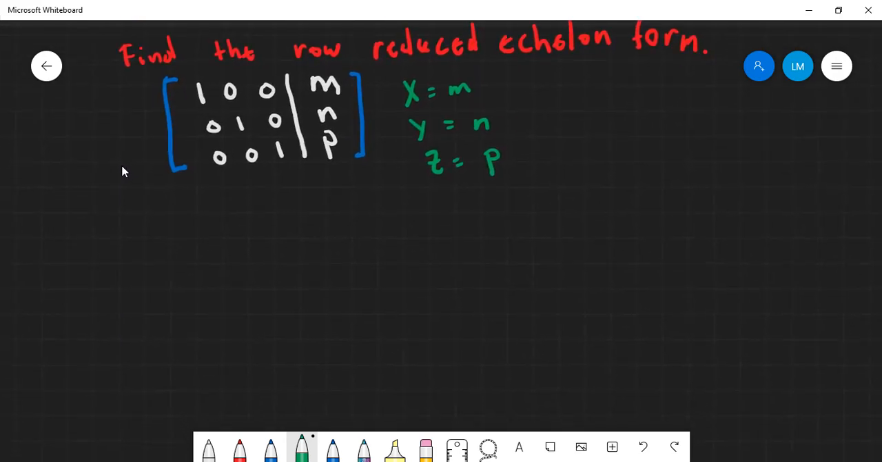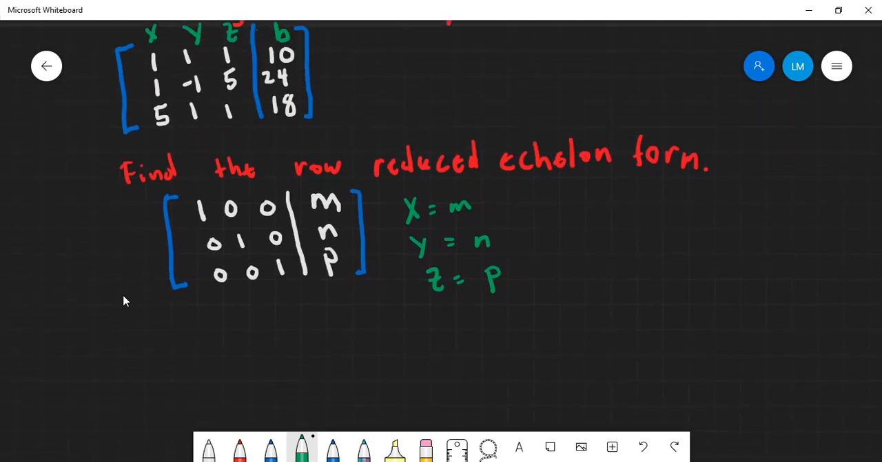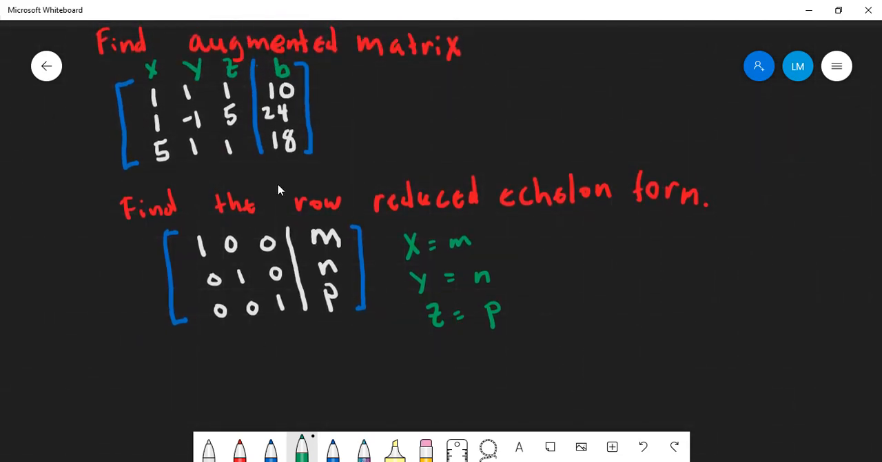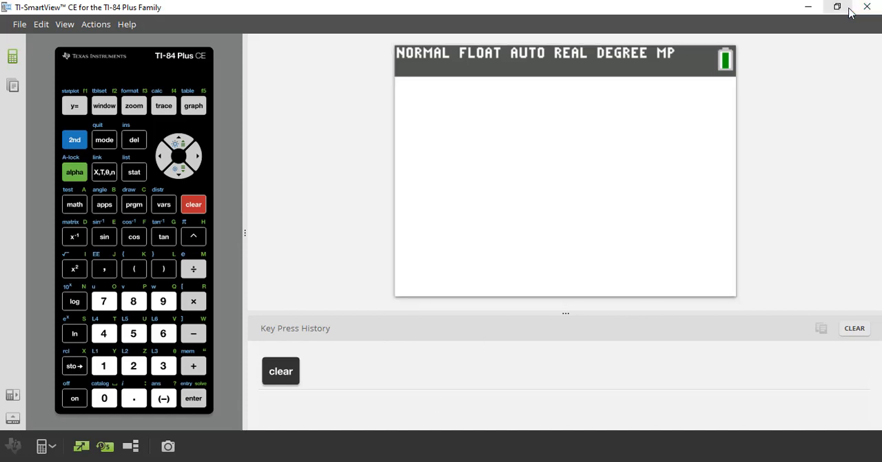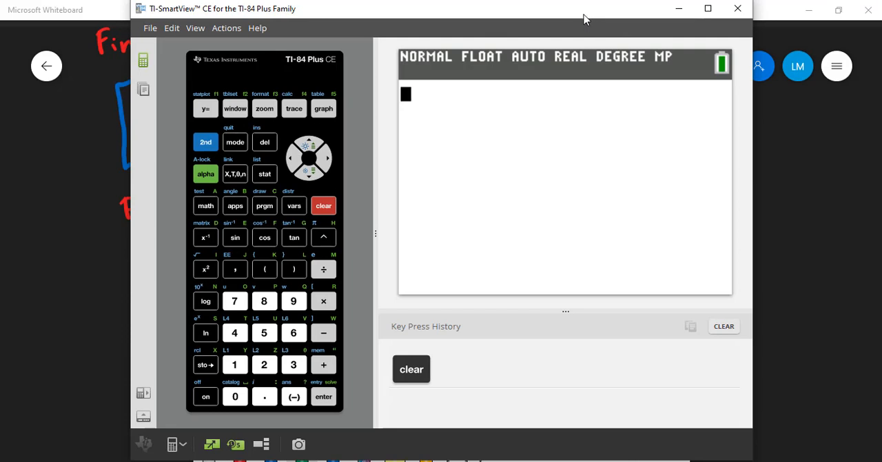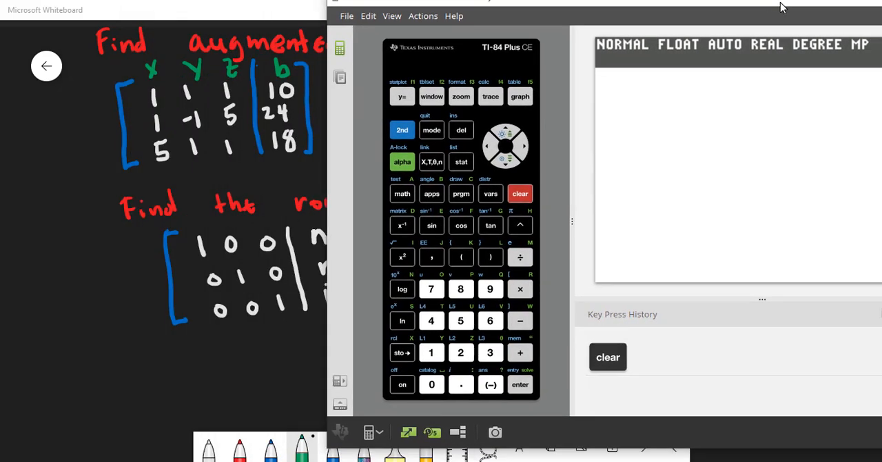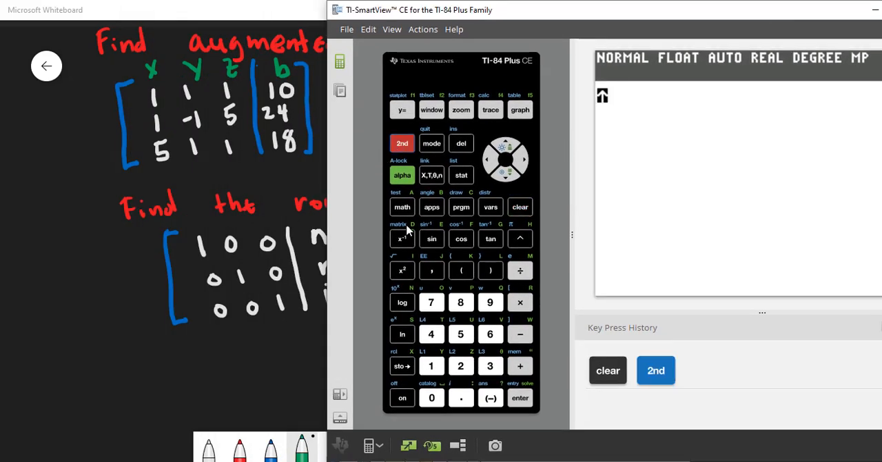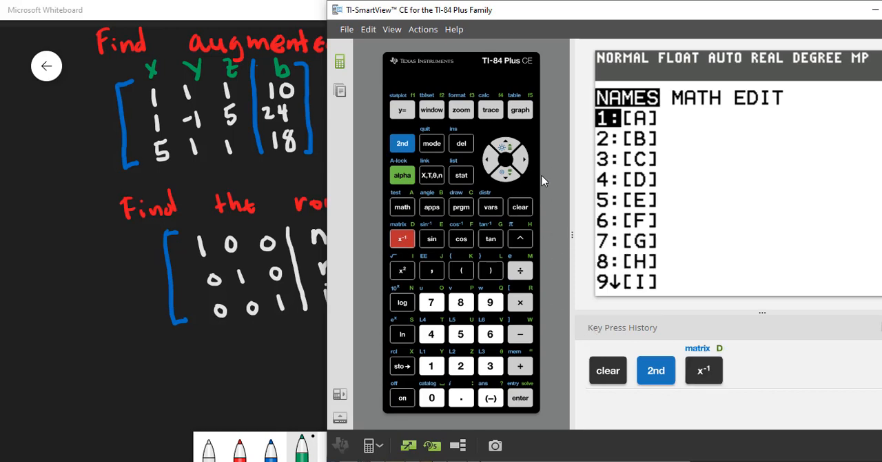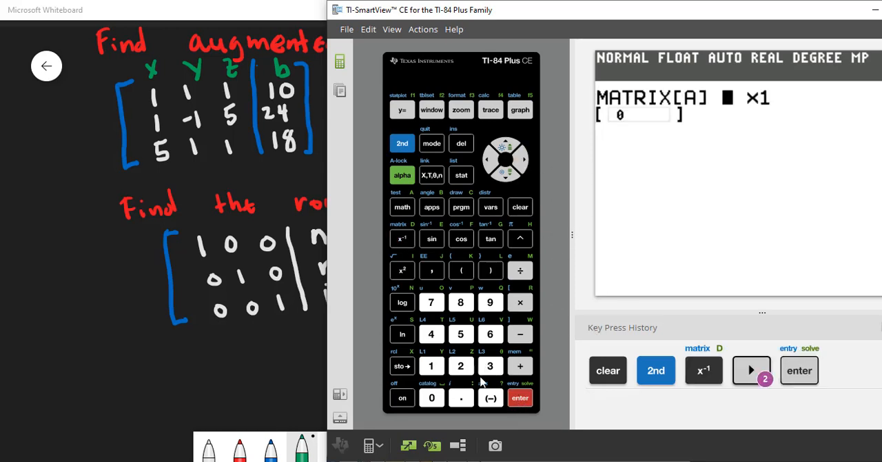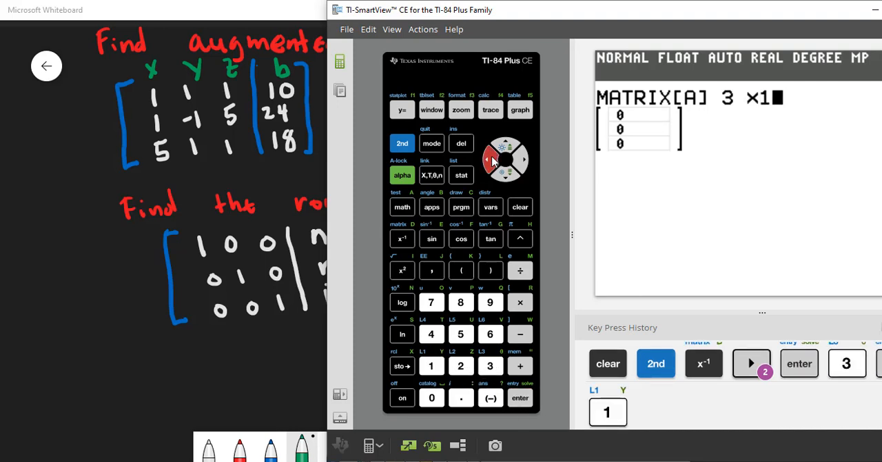So why don't we enter this matrix into our calculator so that we can see how that is done. So let's go to second, matrix. Let's go to edit. We're going to select that. Now this is a 3 by 4, I believe. 3 by 4.